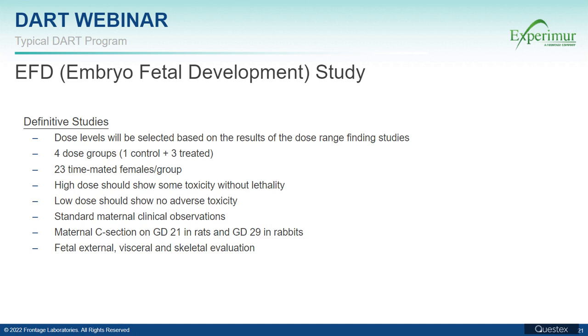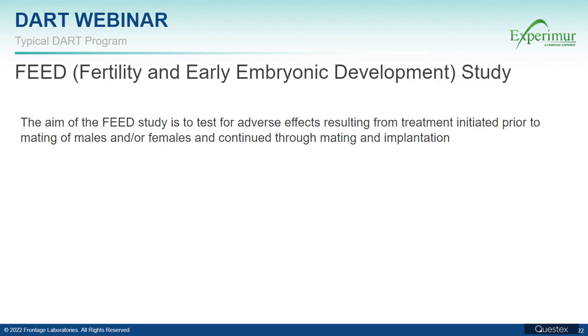Again, we look at the female for standard clinical observations, body weight, food consumption, and we do the C-sections, at which time we find out what was going on with the fetuses, where we do external, visceral, and skeletal evaluation. This is a very thorough examination to make sure that there were no changes in any of these parameters. As Peter mentioned, there are susceptible periods, but there are also susceptible tissues during the gestation period. So we can then find out if any of these processes were affected by the drug in question.